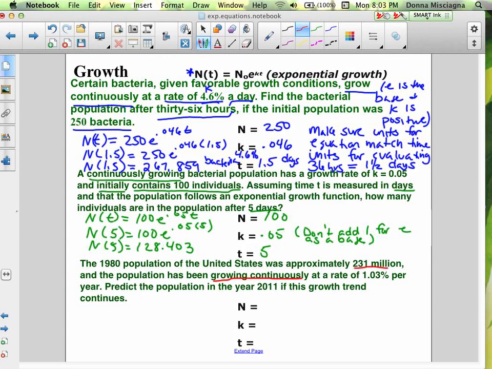So 231 million needs to be changed to a number there, and a number not in words, right? A million is going to give it 6 zeros. The first 3 are for the hundreds, the next 3 are for the thousands, and then we have the millions. K, we just need to change that percent, right? So we have 1.03%. Move the decimal place 2 places to the left. That's going to be 0.0103, because 1% is like a penny, right?